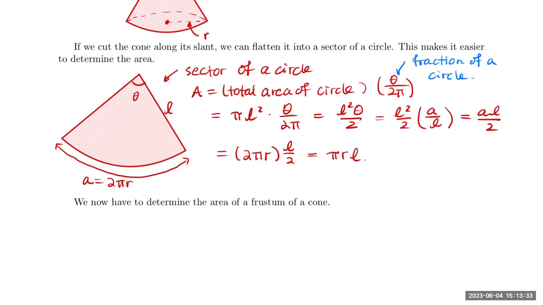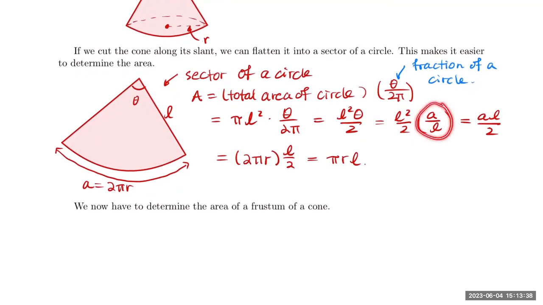All right. So how did I get this A divided by L from theta? Well, we make a note that the arc length A is just going to be the length multiplied by theta. So if I rearrange and solve for theta, theta is equal to A divided by L, which is the arc length of the circle.